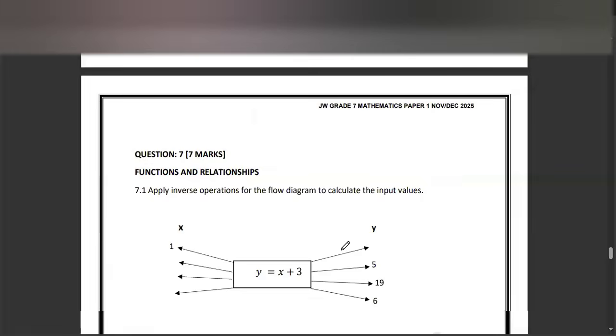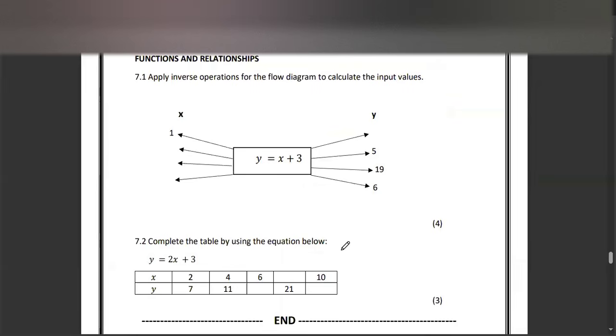And then question number 7, which is the functions and relationships. Apply the inverse operation for the flow diagram to calculate the input values. So 1, 2, 3, 4. Okay, so if our input is 1, we know that 1 plus 3 is 4, so that's a 4. And then if our output is 5, what is 5 minus 3? That's going to be 2. So that 2 plus 3 is 5. And then 19 minus 3 is going to be 16, because 16 plus 3 gives us 19. And then 6 minus 3, that's going to be 3. So that is what we have.